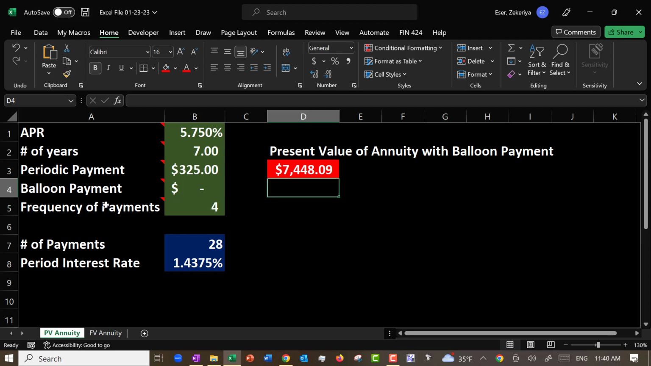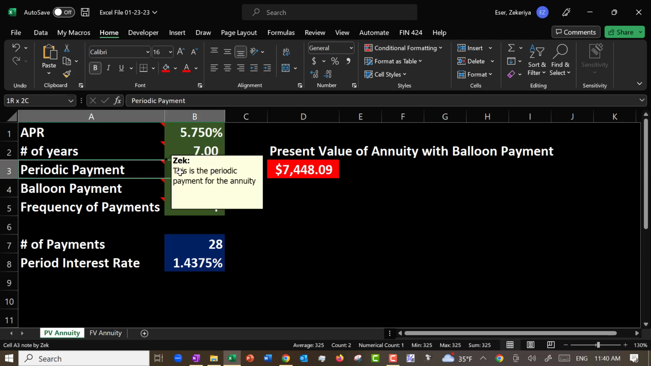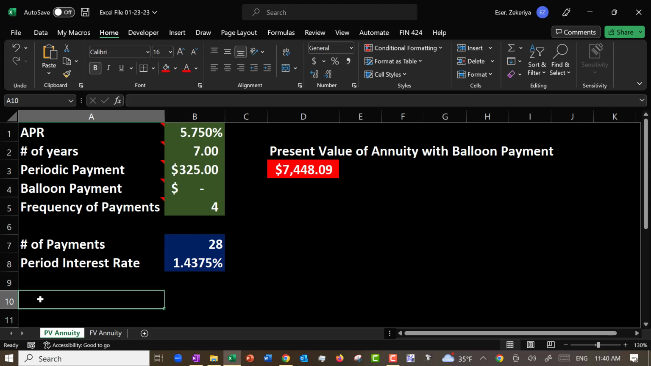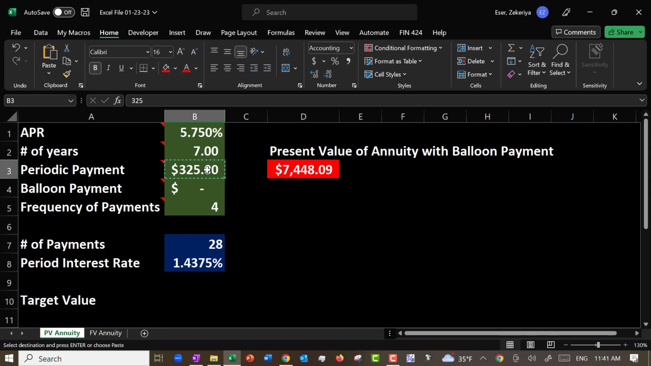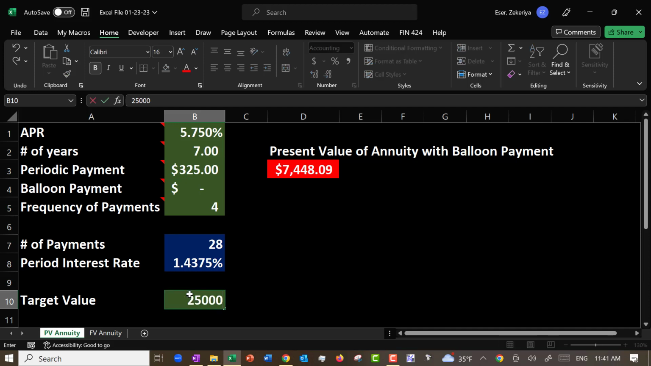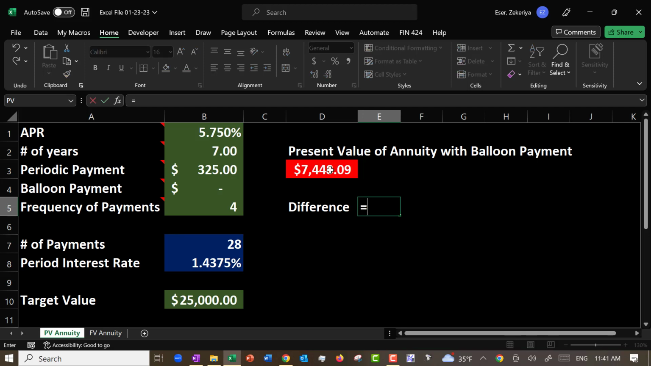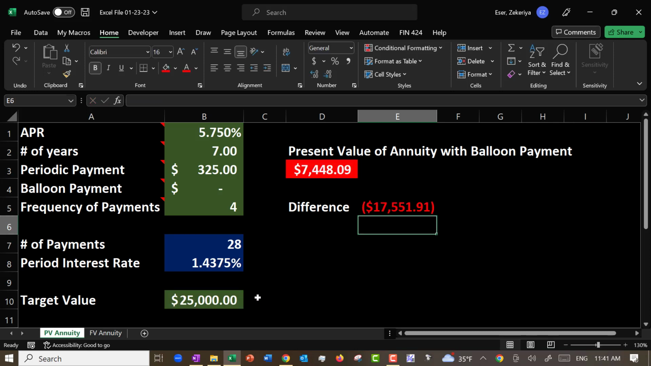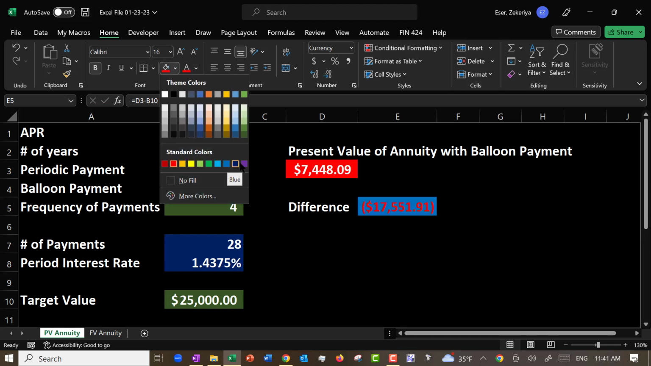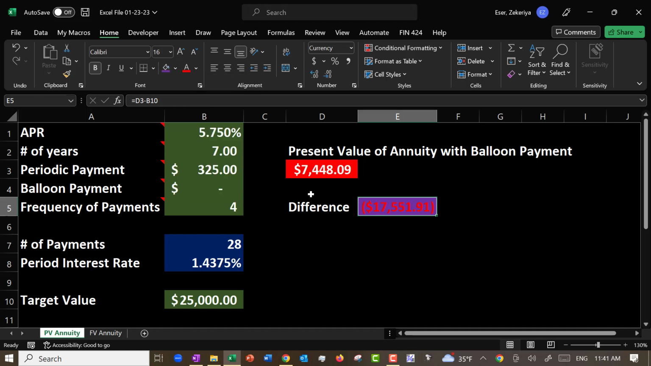There is something else I'm going to write here. Let me copy it. For now, you don't know what that is, but I'm going to calculate a cell called difference. It's the difference between present value of the annuity minus the target value. I'm going to make that a purple.